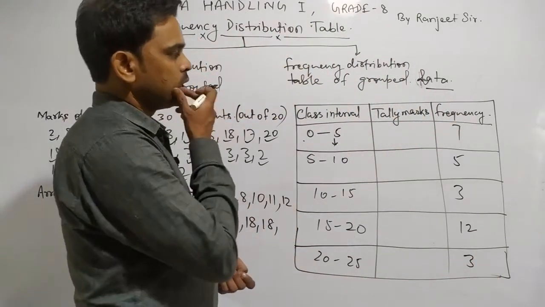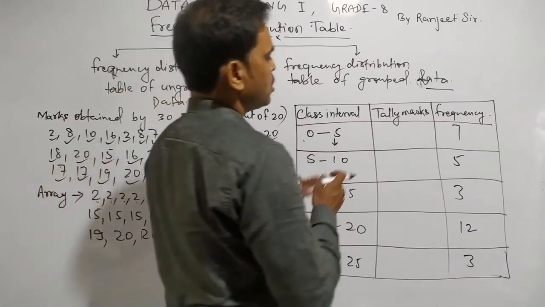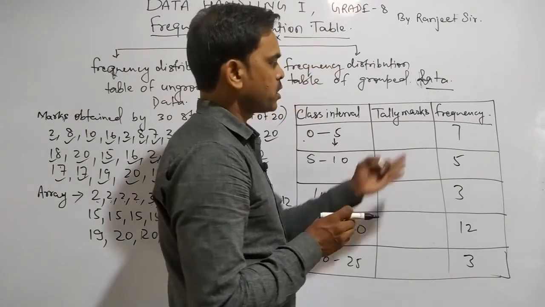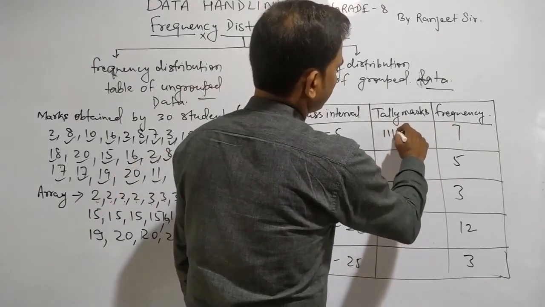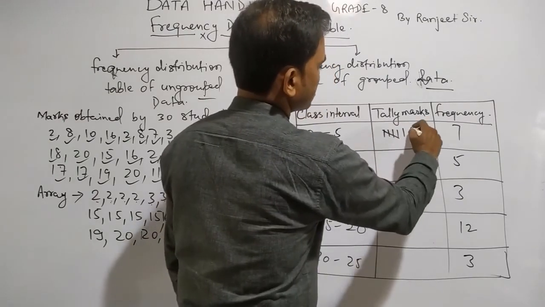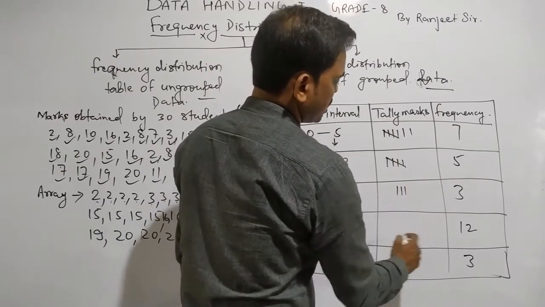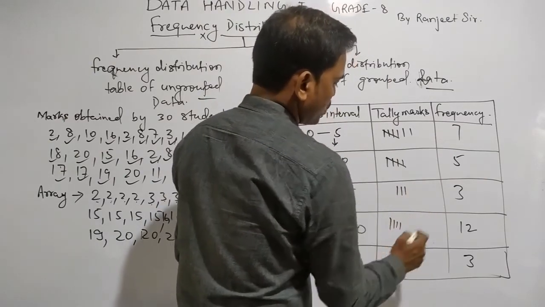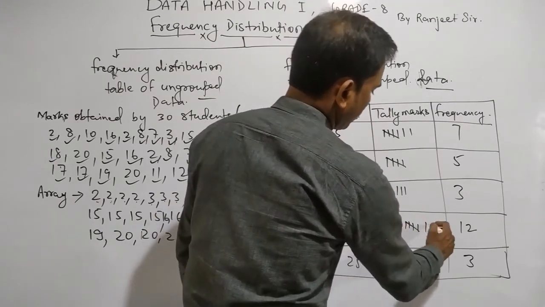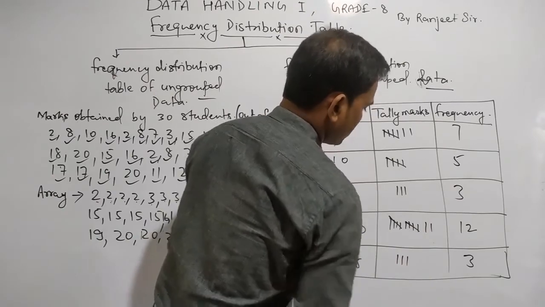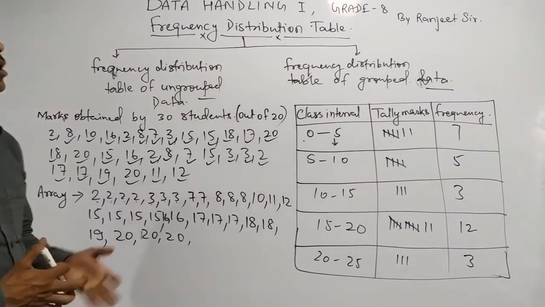And now the next very simple thing we are required to do is that we will write only the tally marks for this given frequency. So 7 is here, 1 2 3 4, this is 5, 6, 7. For 5, 1 2 3 4 5. Now for 12, this is 5, 1 2 3 4 5, 5, 10, and now 1 and 2. For 3, 1 2 3. So this is only the frequency distribution table of grouped data.